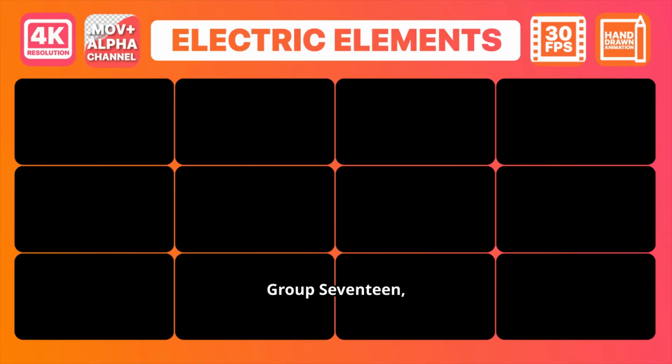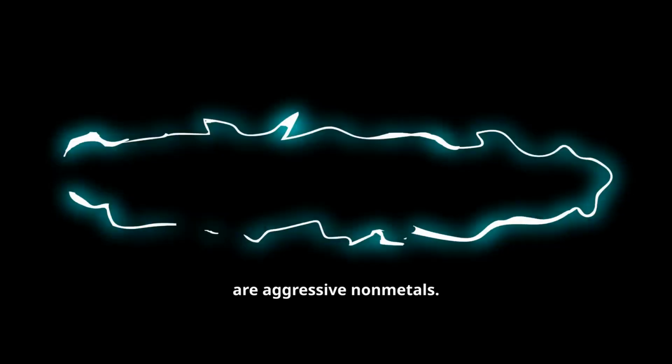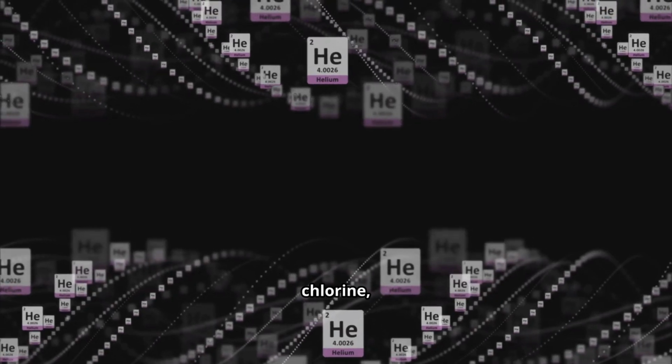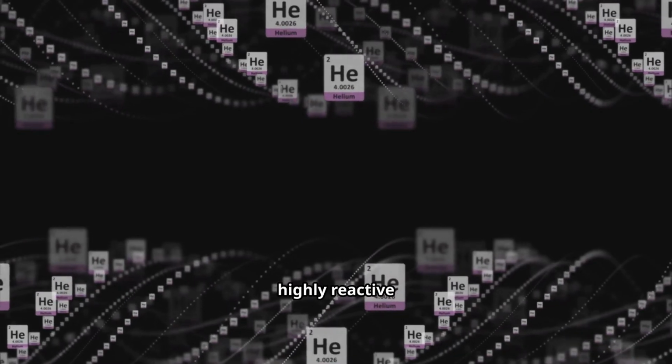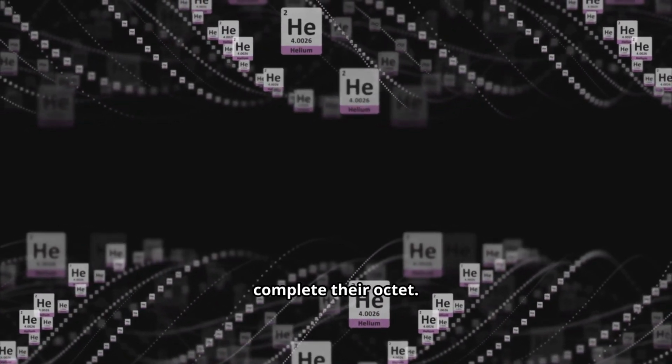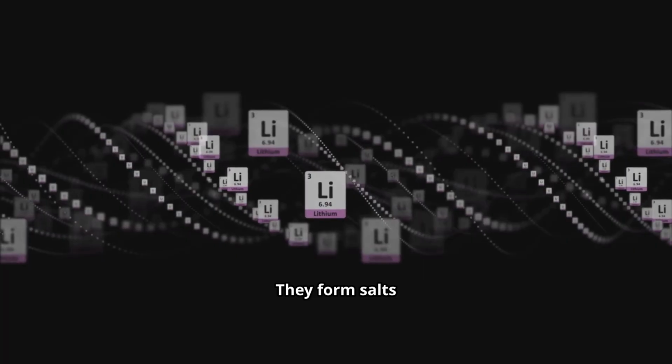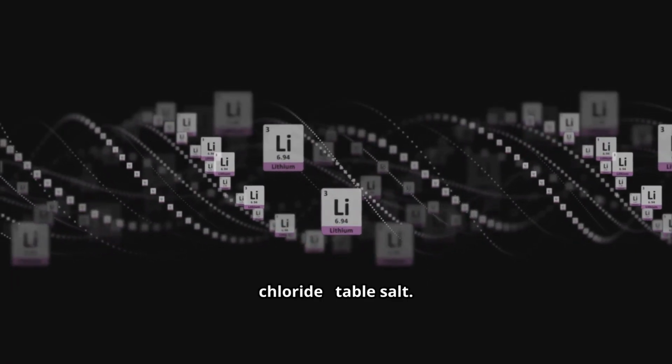On the right, Group 17, the halogens, are aggressive nonmetals. Fluorine, chlorine, bromine, and iodine are highly reactive because they need just 1 electron to complete their octet. They form salts when paired with metals like sodium chloride, table salt.